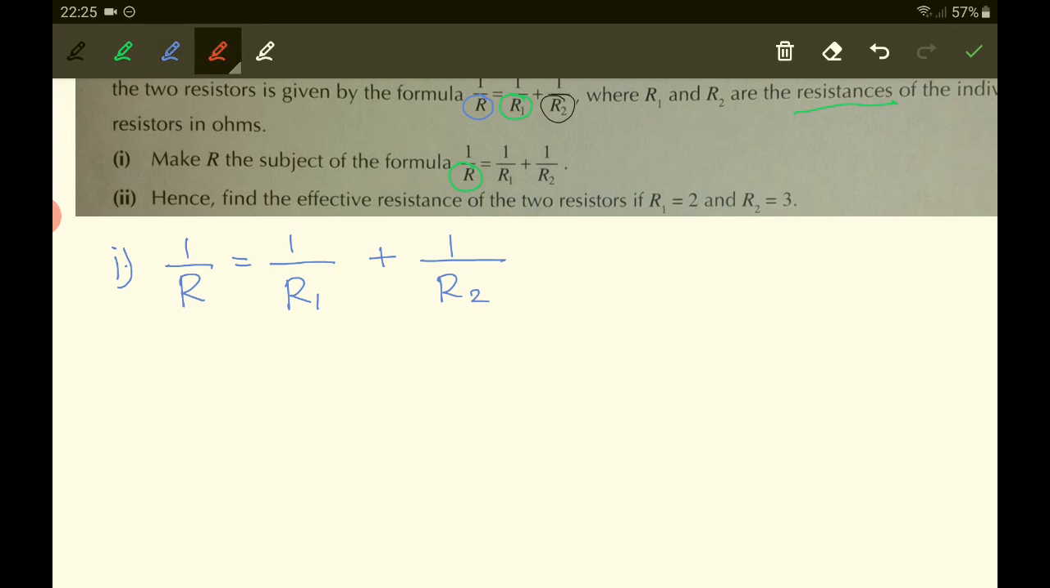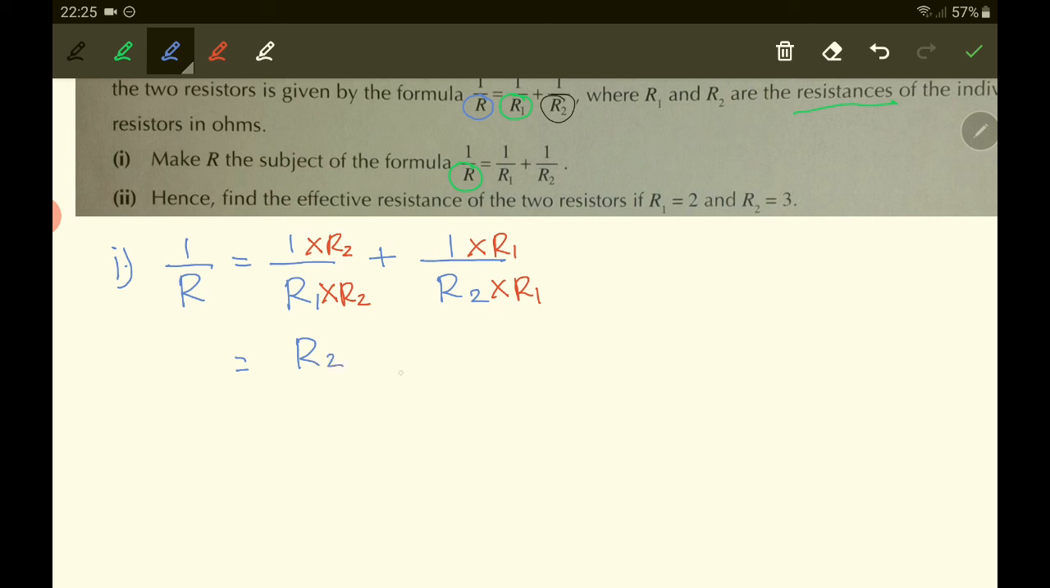So how can we do that? The first step here, because this is an addition of fractions, we want to make the denominators the same. So how can we make them the same? We can multiply R1 here by R2, and then this one also times R2. In the same way, this is times R1. Now the denominators are the same. Now we can have this equation.